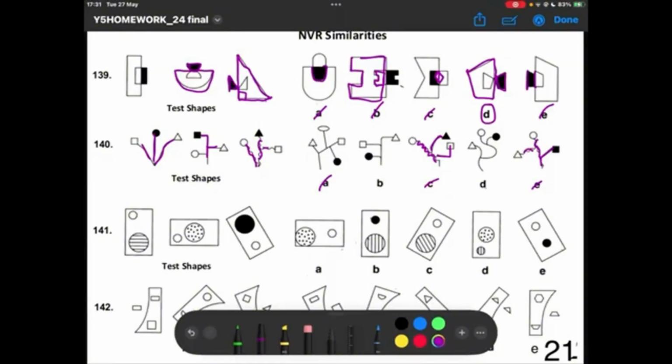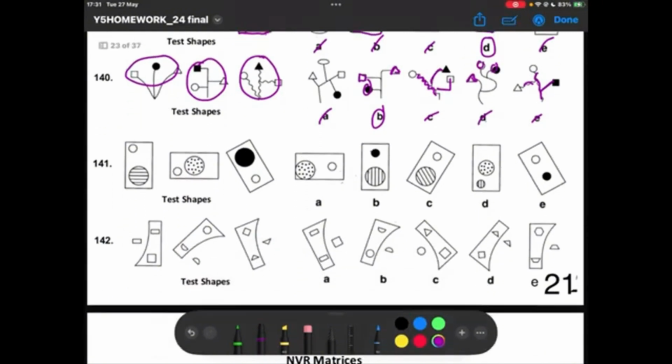And now between B and D. So in the test shapes, as you can see, each of the 3 shapes is different. So we've got a circle, a square, and a triangle in each one. So B is the answer because we've got a circle, a square, and a triangle. Whereas in D, we've got a triangle and 2 circles. We've not got a square. So the answer is B.